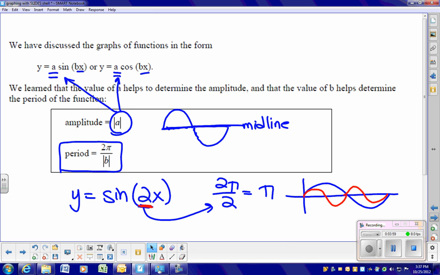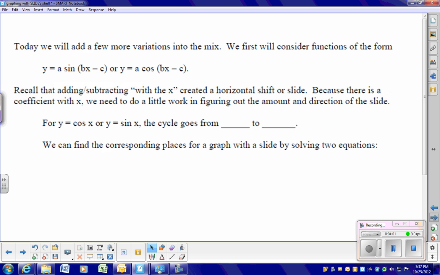Okay? Today we're going to take this knowledge and go a little bit further. The first variation that we're going to add into the mix is if you have a number out here that you are adding or subtracting. Adding or subtracting with the x, so to speak, is going to create a horizontal, and that means side to side, a horizontal shift or a horizontal slide. Because there is a coefficient with the x, we need to do a little bit of work to make sure we understand exactly what the slide is.